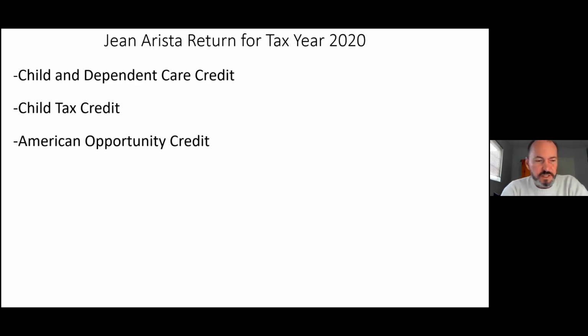All right, so what we're going to do now, we're going to jump into Jean's return. I think her last name is pronounced Arista. And then we're going to talk about a number of things to include the child and dependent care expense credit, child tax credit, and American Opportunity Credit. And I'm wondering, Sean, are you able to bring up the practice lab so we can go through it step by step?